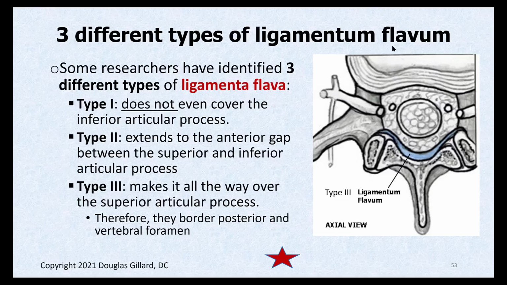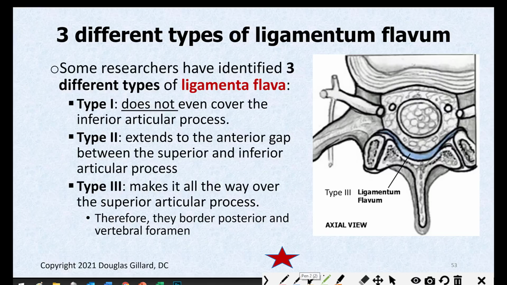There are 3 different types of ligamentum flavum. Let me get my drawing tools back out. So type 1, type 2, type 3. Type 1 would extend to about here. That's a type 1. I don't see that in clinical practice much. Type 2 would extend right about the midway point of the facet joint.